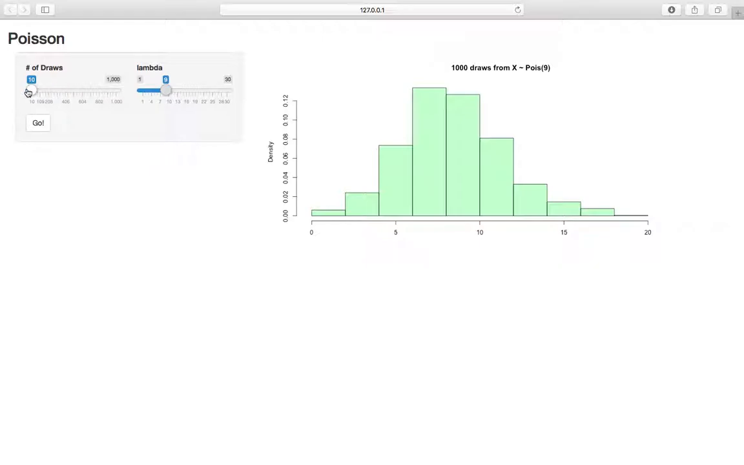And you can also imagine decreasing the number of draws, and you can see how we don't get as consistent a shape as if we really increase the number of draws and have less sampling variability. So that's the Poisson distribution.